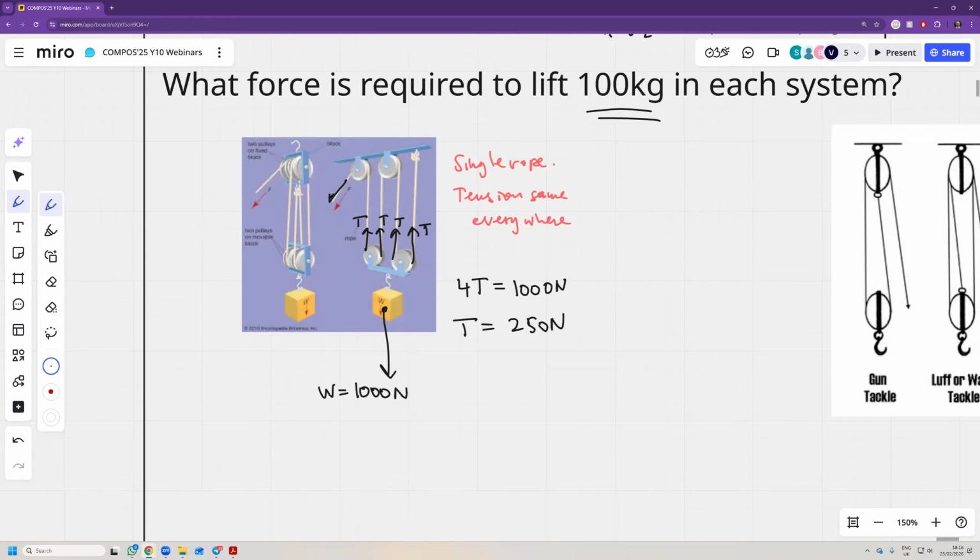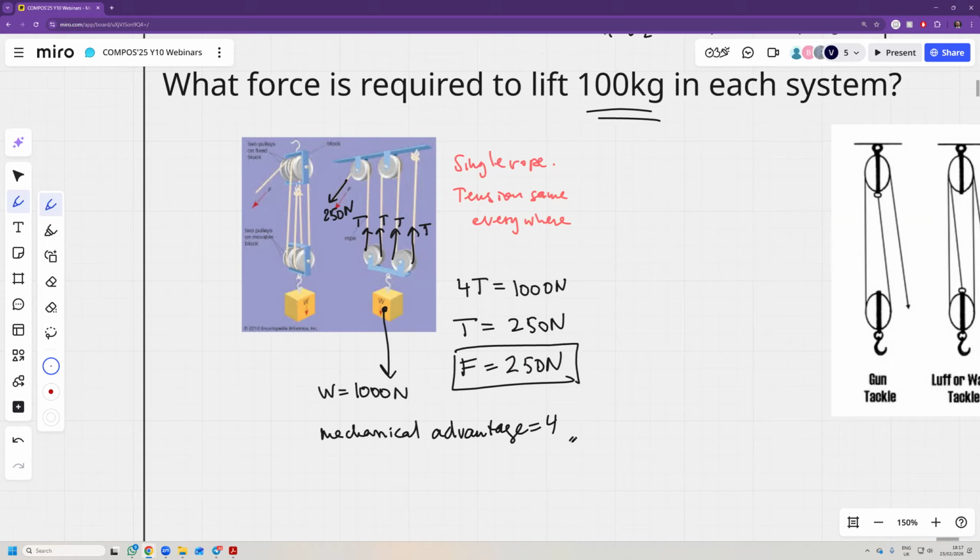And the force that you need to apply here is only 250 newtons. So that's the force you need to lift 100 kilograms. It's equivalent to lifting 25 kilos, so it's 4 times less. So we say the mechanical advantage is 4, because for every 1 newton of force that you apply, the machine generates 4 newtons of force.